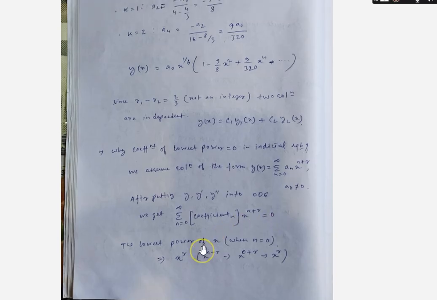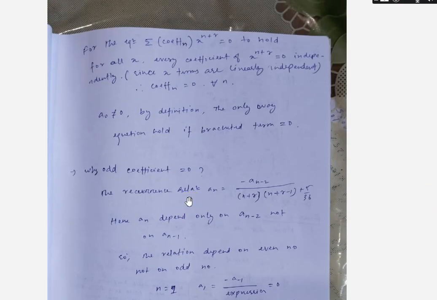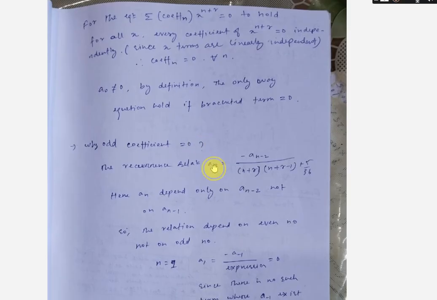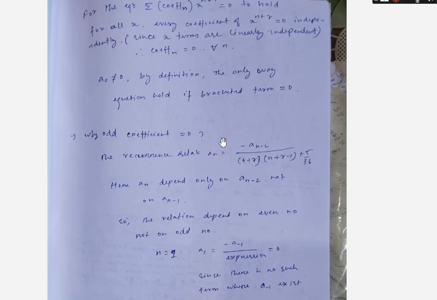Now the lowest power of x is when n is equal to 0. If n is equal to 0, what was the lowest power? Well, the lowest power is x to the power r, right? Because n is already 0, x to the power n plus r becomes x to the power r. So for this equation to hold for all x, every coefficient of x to the power n plus r must be equal to 0 independently, since the x terms are linearly independent.